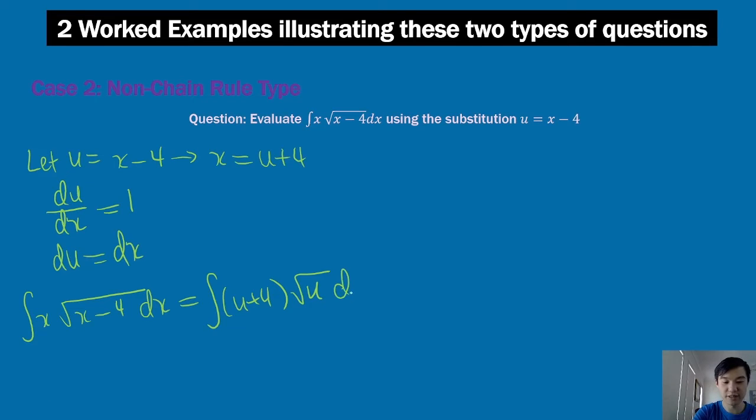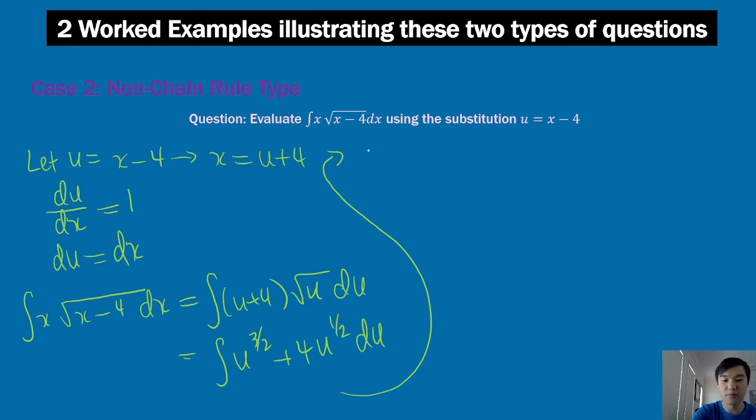So this will become du. So now I can proceed to expand. Square root of u is just u to the power of half. So when I expand, this will be u to the power of 3 over 2 plus 4 times u to the power of half du.